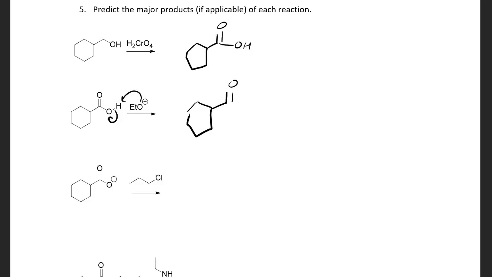And then also the byproduct of this includes our ethanol, so our protonated ethoxide. So we've got our carboxylate anion plus then our ethanol.